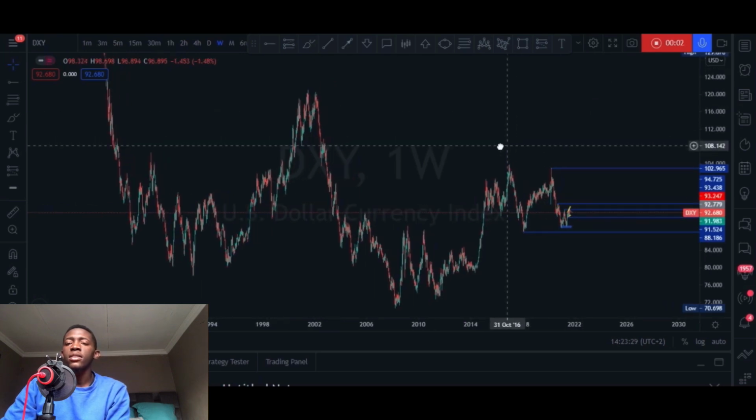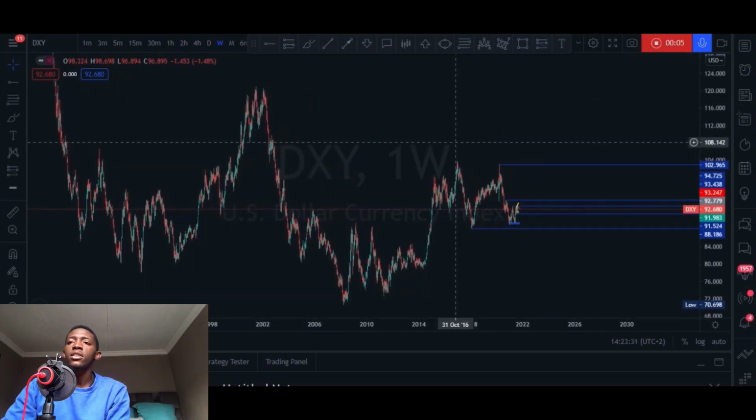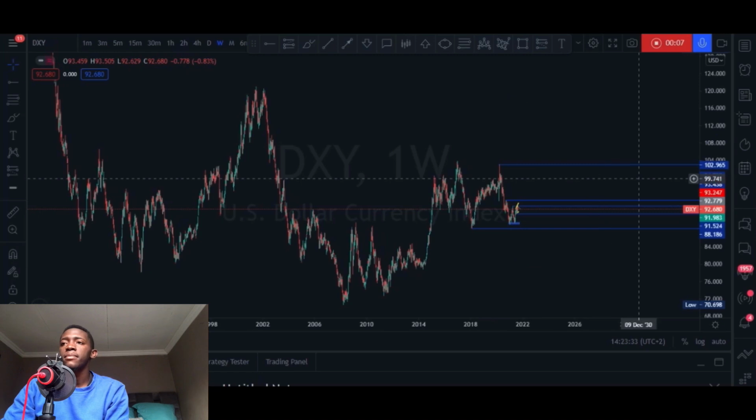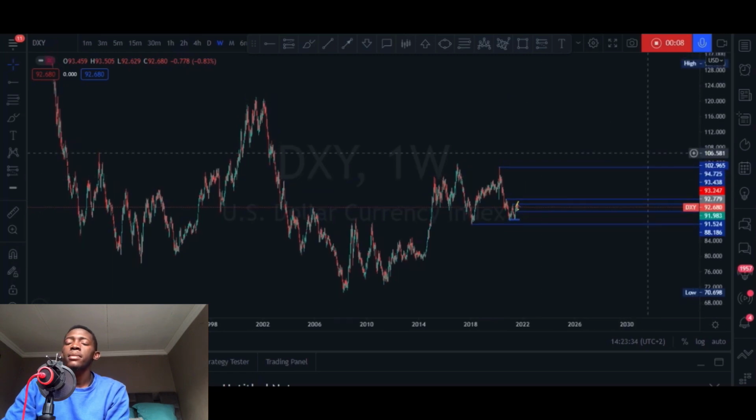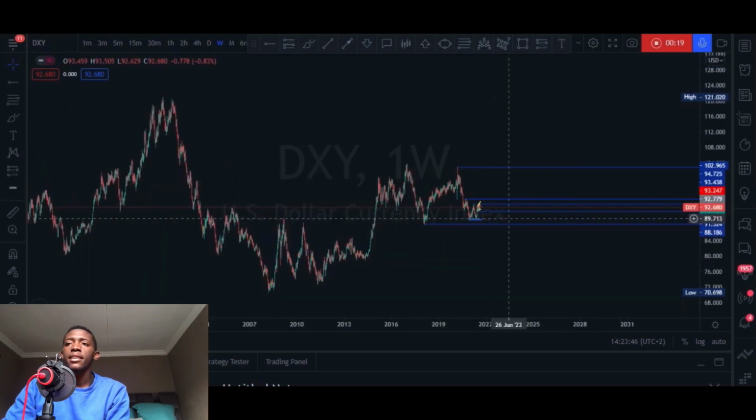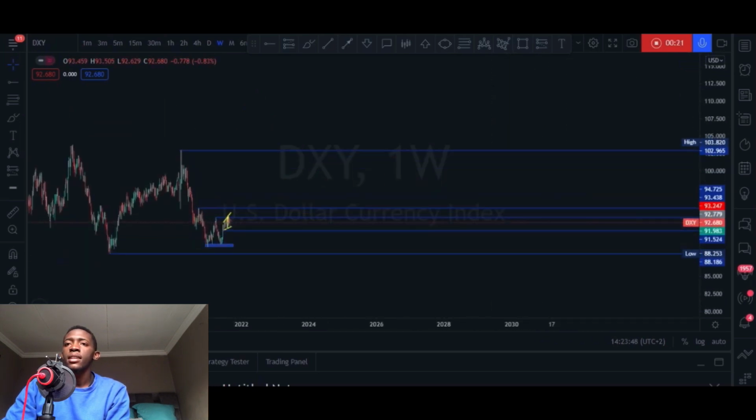Welcome back guys. So as you can see, I'm on the DXY on the weekly time frame. As you can see, this is the bigger picture. I just wanted to show you guys the bigger picture before we get into the current market price. So this is the bigger picture, and if you look at, let me just zoom.